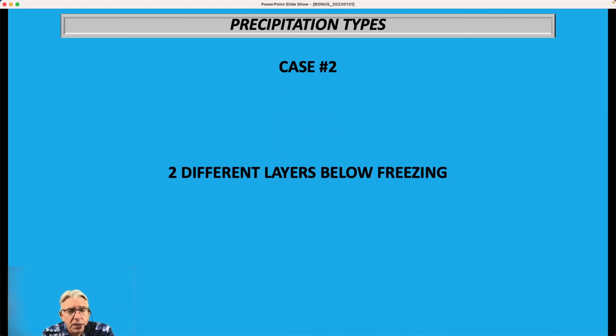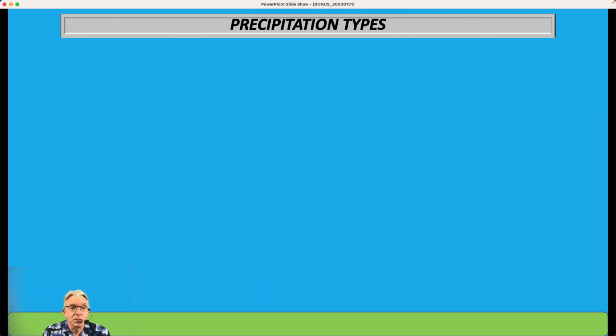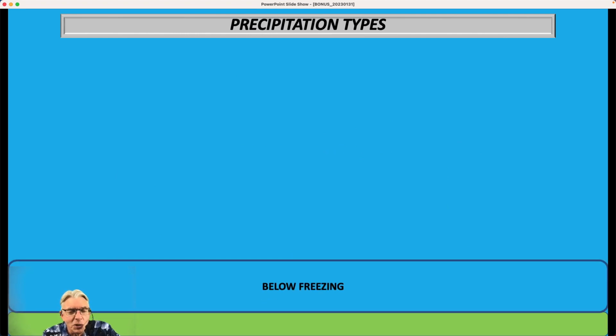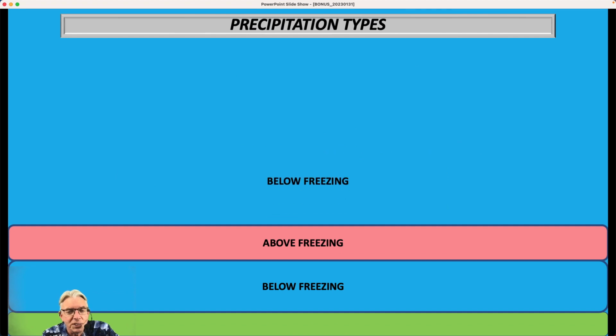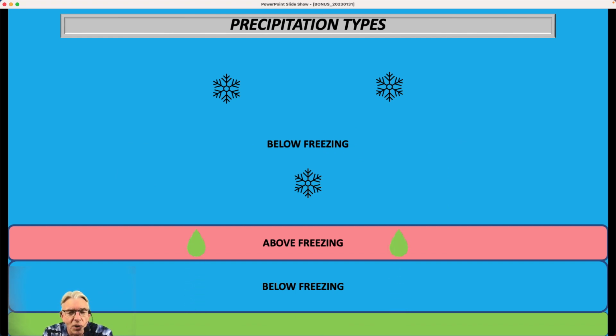Case number two. Two different layers below freezing, but they're separated from each other. They don't like each other, okay? There's the ground, there's the below freezing layer, there's the above freezing layer, and then below freezing again above that. So we've got snow there. Snow gets into the above freezing layer, and if it's thick enough, then all the snowflakes melt and turn into rain. And then those water droplets, if the below freezing layer is thick enough, then they refreeze into what we call sleet or ice pellets, okay?